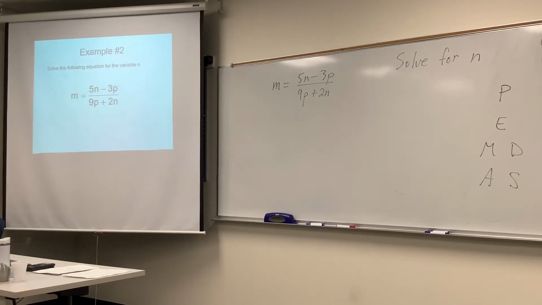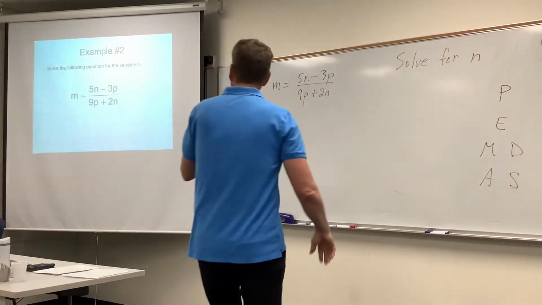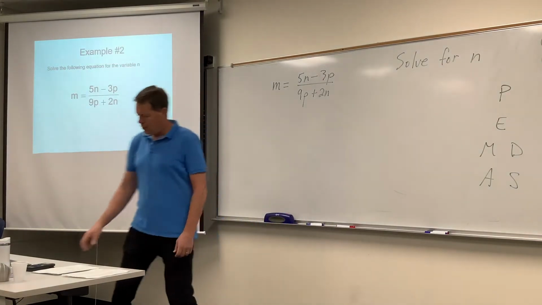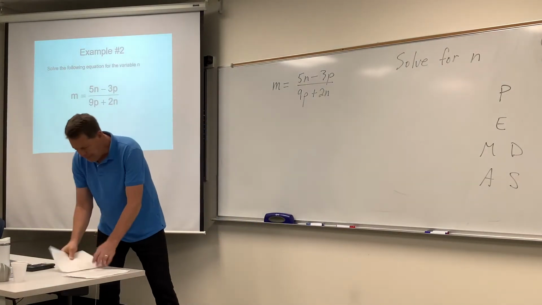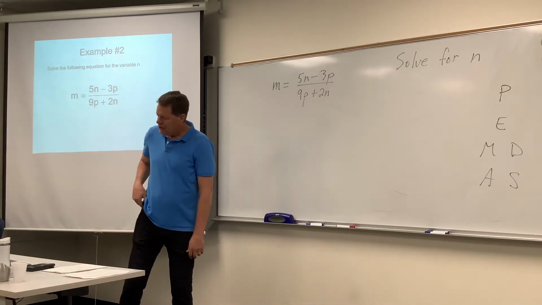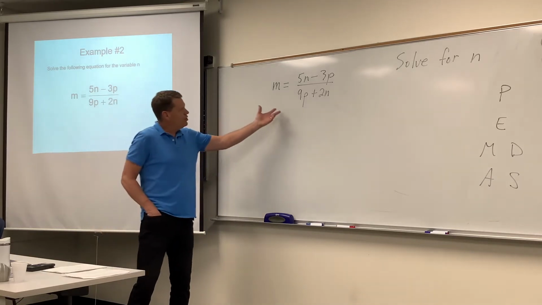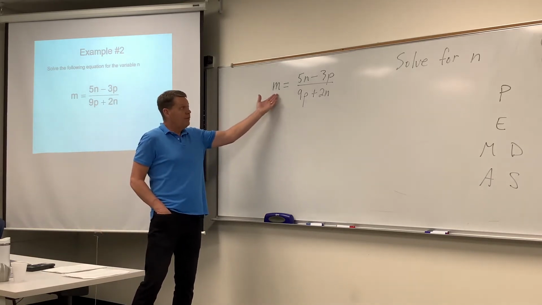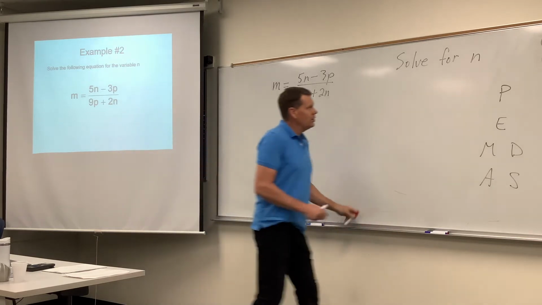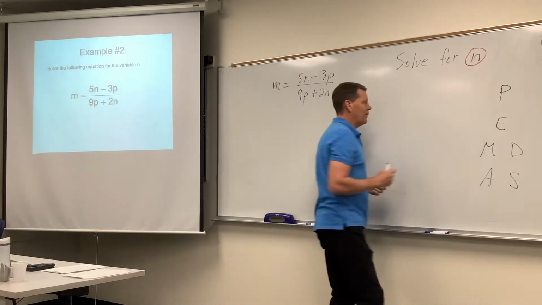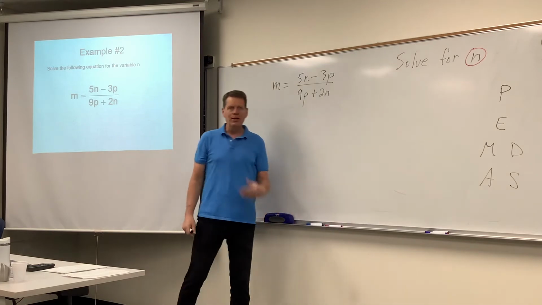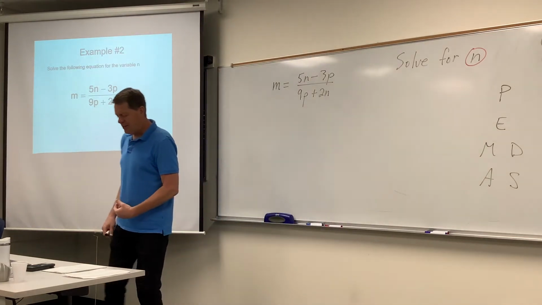All right, here we go with literal equations. Example 2. Once again, this will correspond to assignment number 15 that will be uploaded to you. So we have this math expression here. It currently is solved for m, and the instructions are to solve it for n. All right? So we want to get n by itself. We want it to say n equals at the end of the process.